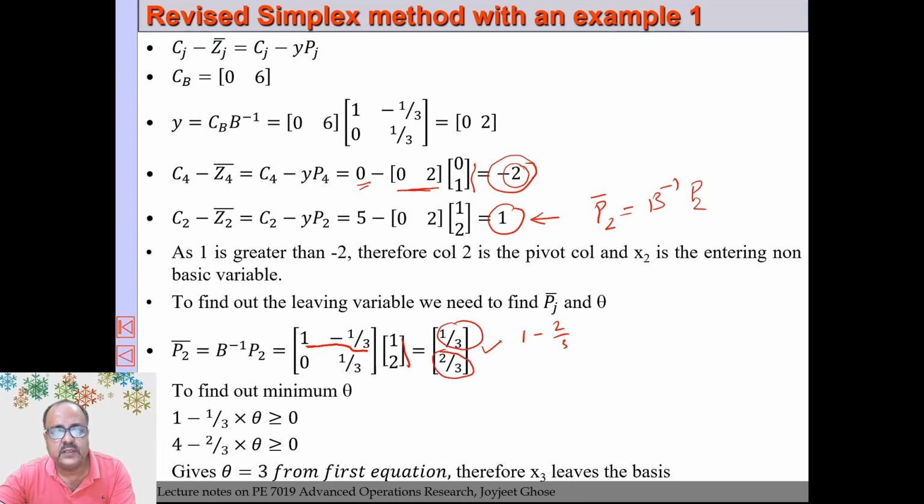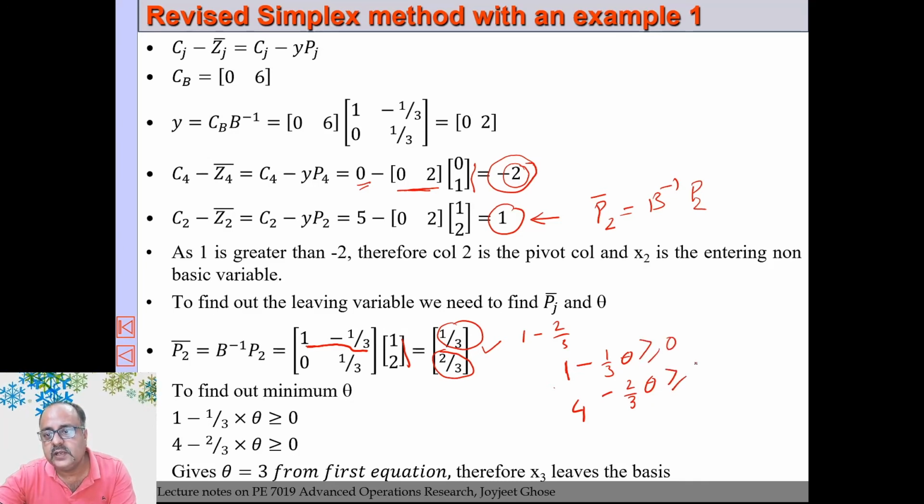So P2 bar we have this, and my initial solution was 1 and 4. So initial solution minus: x3 was 1 and x1 was 4. So this minus 1/3 of theta and this minus 2/3 of theta must be greater than or equal to 0. So we'll take whichever gives the minimum theta. So the minimum theta comes out to be 3.